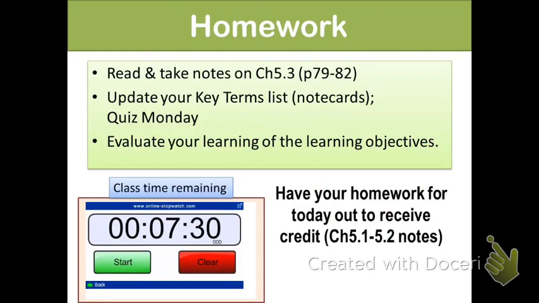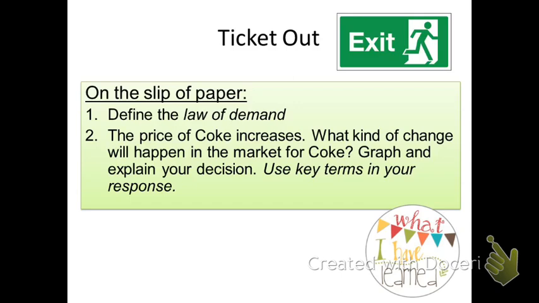Your homework being chapter 5.3, which is about the non-price factors that affect demand. There's 6 of them, so note each one of them and see what happens on the graphs. Update your key terms list. We'll have a quiz on Monday, and then continue reflecting on what you are learning. I did check homework for today, so if you were absent today, be sure to show that to me when you can. And for your ticket out, it's another way to practice. We'll go over this one next class. Let me know if you have any questions.